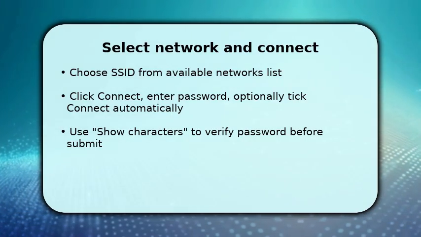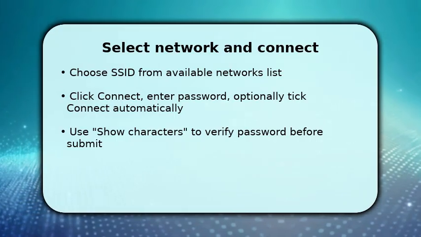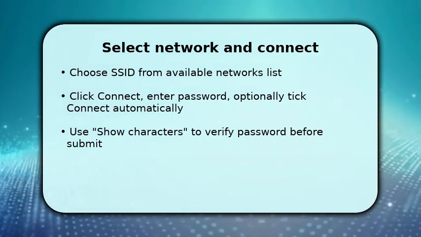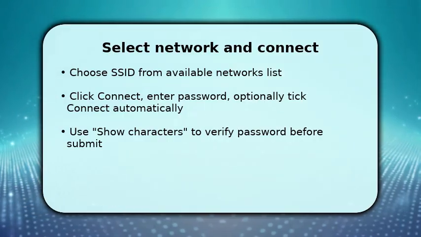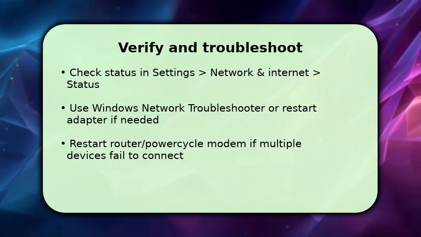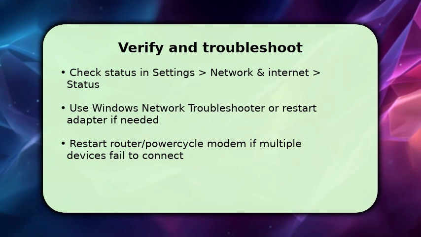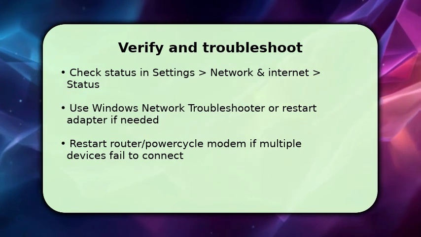If the network uses enterprise options or a captive portal, follow the additional prompts for credentials. Once connected, verify internet access by checking Settings, Network and Internet status, and opening a web page. This confirms DNS and gateway are working.